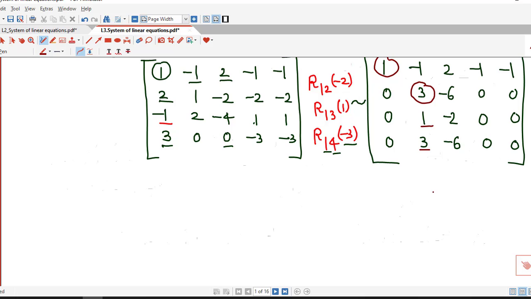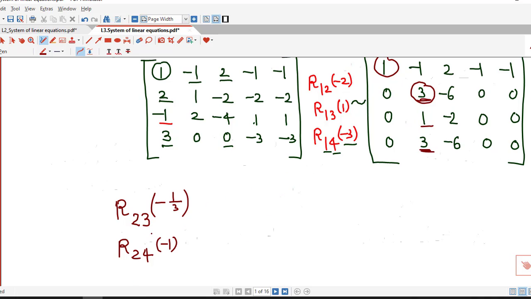So to make this entry 0 we multiply this 3 by -1 by 3 so that we obtain -1, and -1 plus 1 is 0. So next operation is multiplying second row by -1 by 3 and adding in third row. To make this 0 we have to multiply this by -1 only. So multiplying second row by -1 and adding in fourth row.